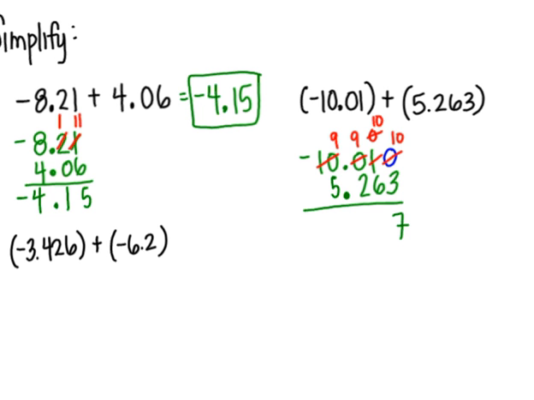So 10 minus 6 would give me 4. 9 minus 2 would give me 7. 9 minus 5 would give me 4. Remember, my larger number was negative, so that's going to give me a negative 4.747. And that's my answer.